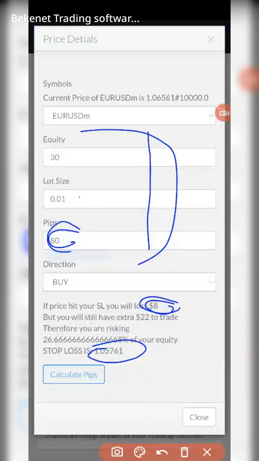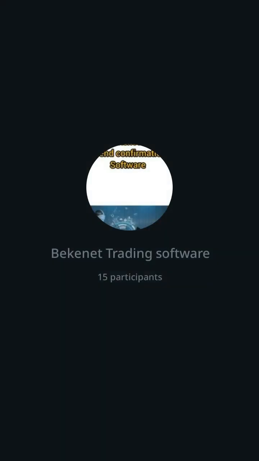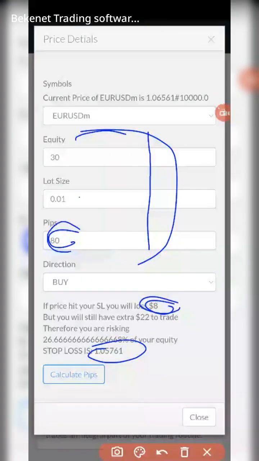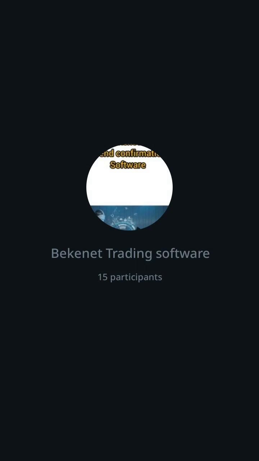Those of you who don't have it off heart, me, I have everything off heart because I've been doing it. So I know the number of pips that can actually blow a particular account. That's just it.